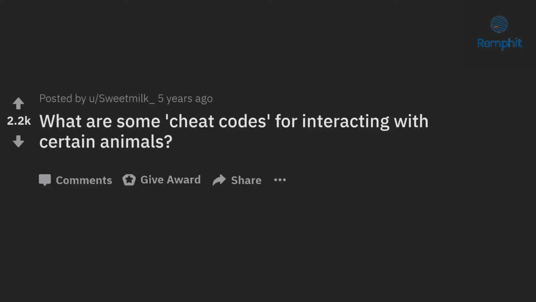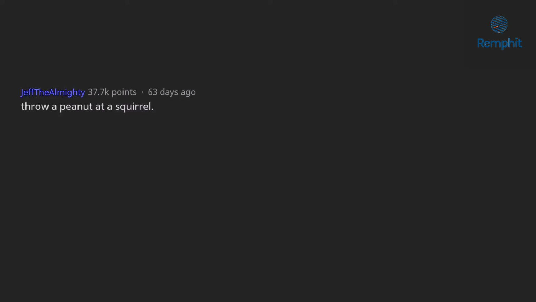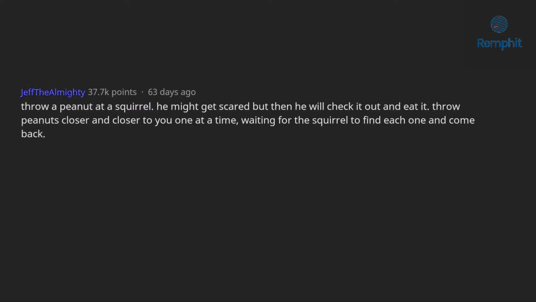What are some cheat codes for interacting with certain animals? Throw a peanut at a squirrel. He might get scared, but then he will check it out and eat it. Throw peanuts closer and closer to you one at a time, waiting for the squirrel to find each one and come back. Make a noise every time he picks up and eats the peanut.